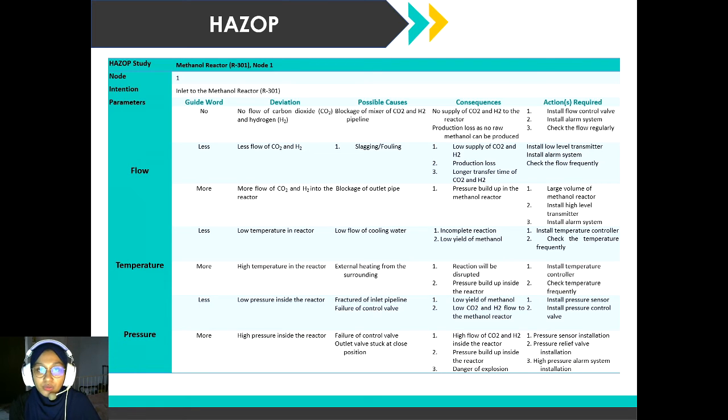And then we need to identify the possible causes such as maybe there is a blockage of a mixture of carbon dioxide and hydrogen pipeline, and then we need to think of the consequences. So there might be no supply of carbon dioxide and hydrogen to the reactor. And lastly is we need to take actions. So we need to install flow control valve, and these steps are repeated for each parameter.